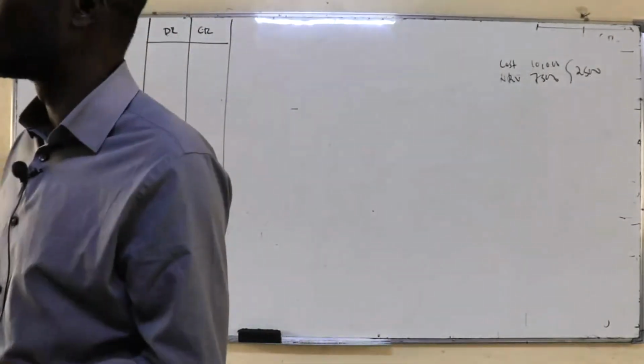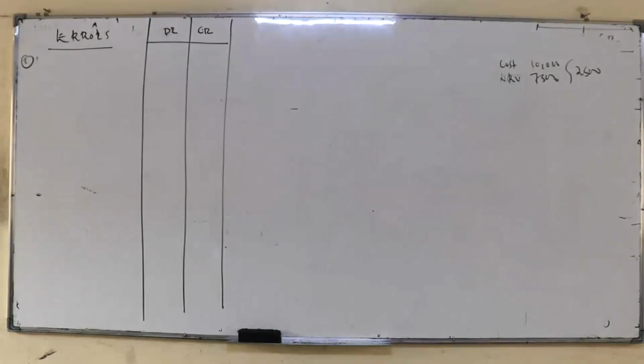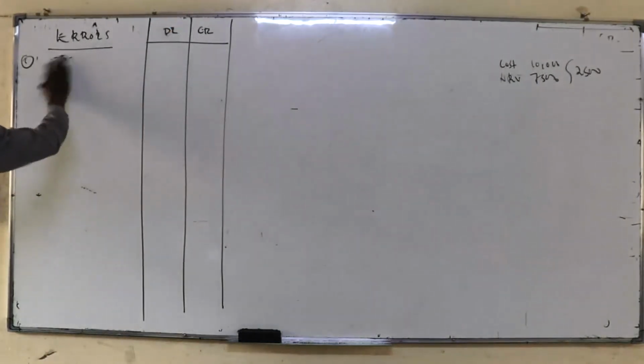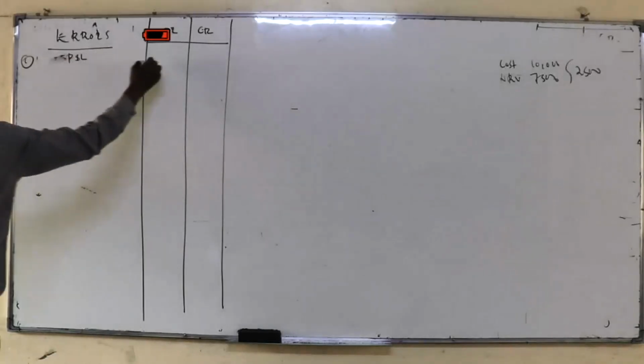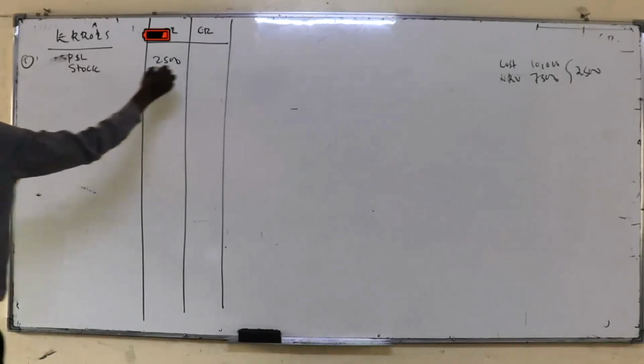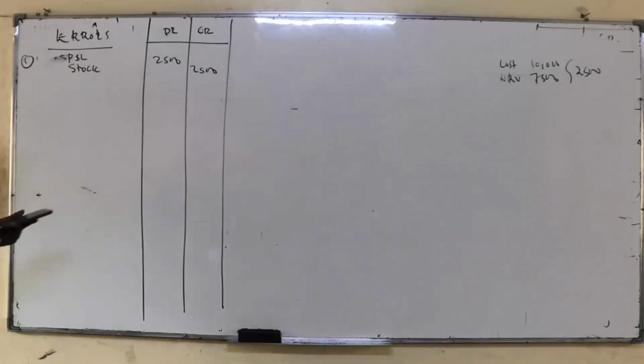So you have lost stock. When you have lost, for example, you bought this table at 10,000 and you find out you cannot sell it at 10,000. The only amount you can sell it for is 7,000. So you've lost 3,000. That is an expense to you. So you debit your profit and loss. So here we're going to debit profit and loss account 2,500, and you credit stock, being reduction of stock as a result of damaged item.